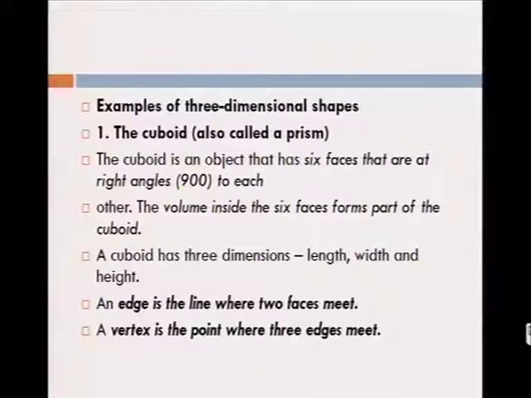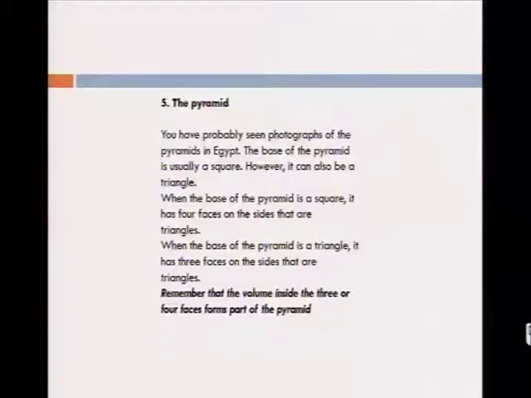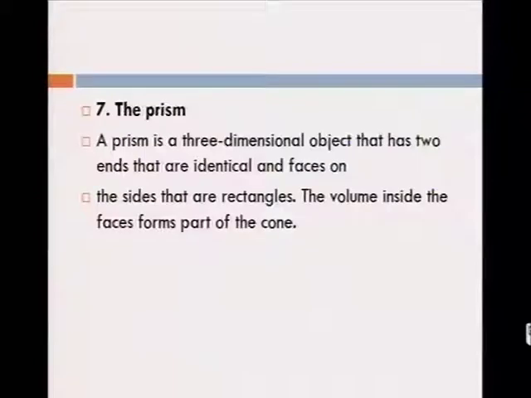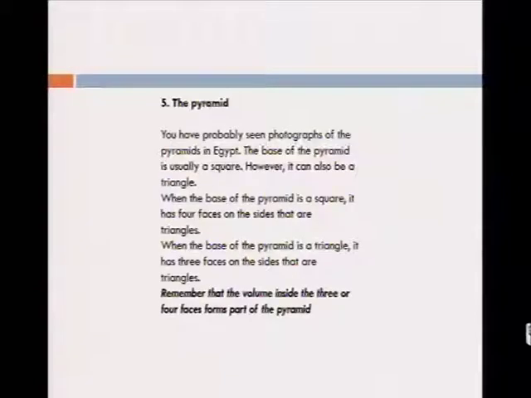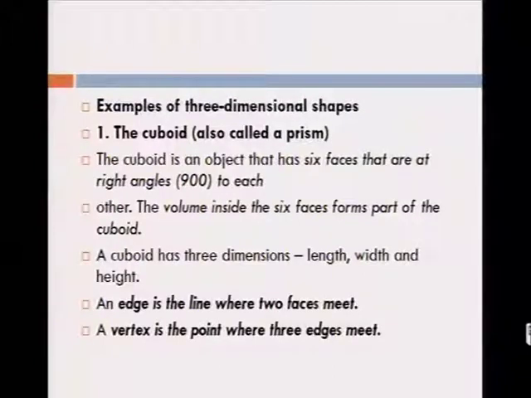Let us look at examples of 3-dimensional shapes. Number 1, the cuboid. Number 2, the cube. Number 3, the sphere. Number 4, the cylinder. Number 5, the pyramid. We also have the cone and the prism. So all these, 1, 2, 3, 4, 5, 6, are examples of 3-dimensional shapes.